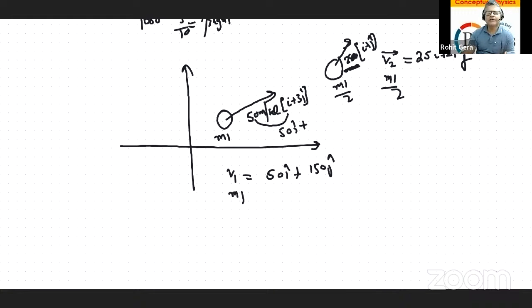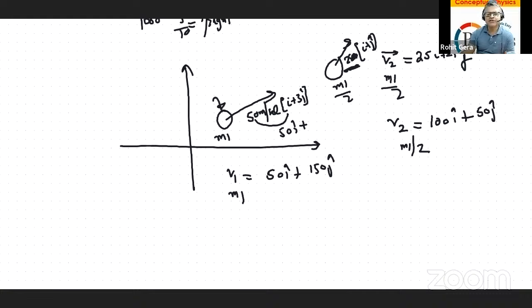After the collision, you notice that the velocity of the second mass has become 100 I plus 50 j. Mass is still the same, obviously. My question to you is, what is the new momentum of the first ball, which is m1, after the collision?